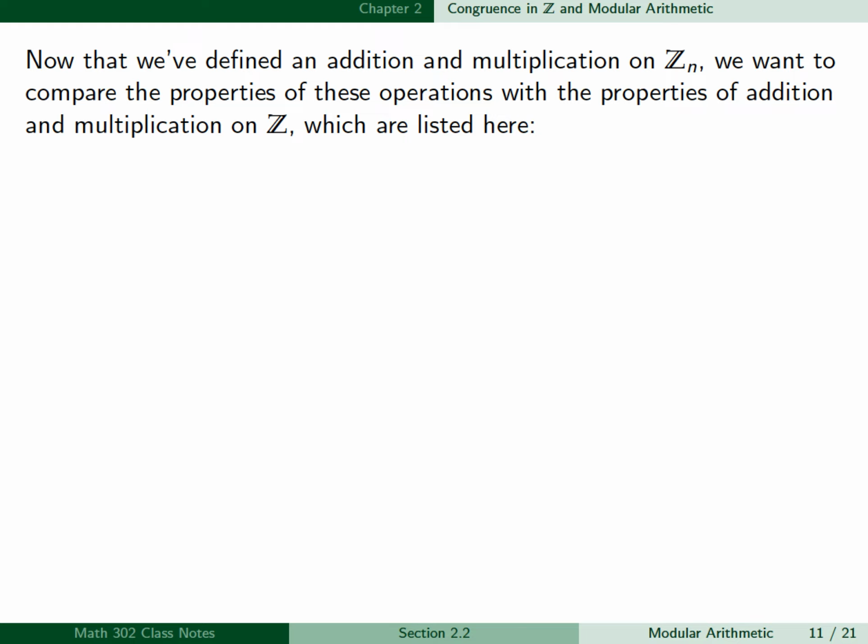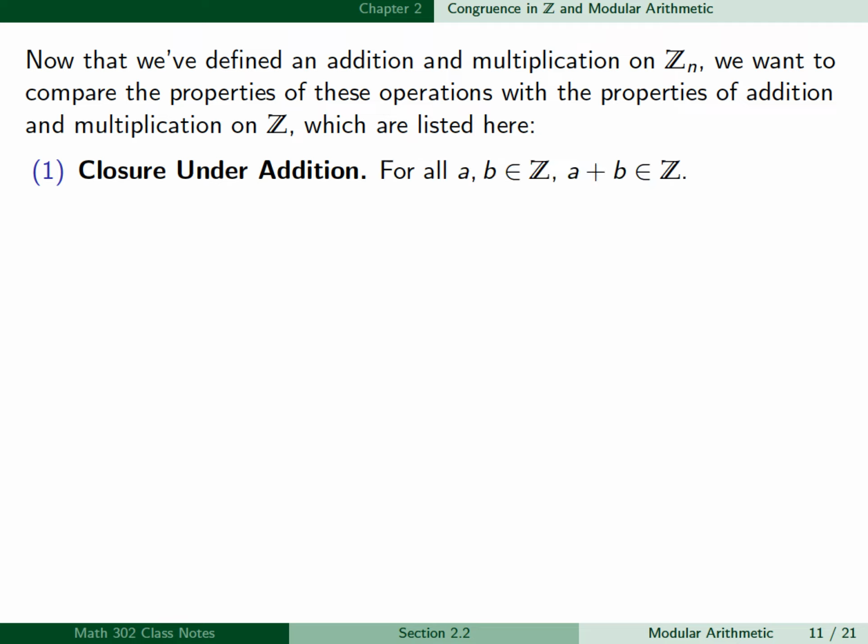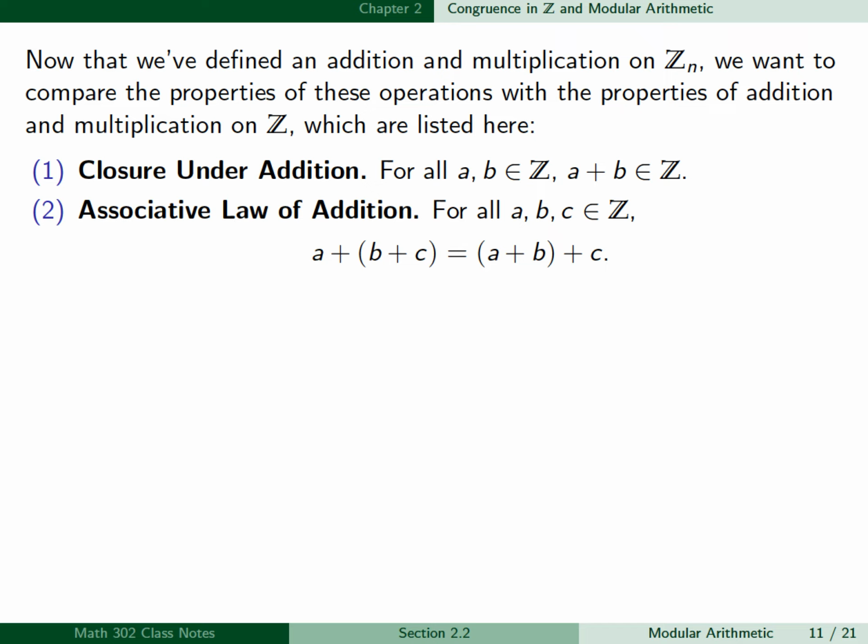Now that we've defined an addition and multiplication on Z sub n, we want to compare the properties of these operations with the properties of addition and multiplication on Z, which are listed here. So we have first closure under addition: for all integers a and b, a plus b is in Z. The associative law of addition: for all a, b, c in Z, a plus the quantity b plus c is equal to the quantity a plus b plus c.